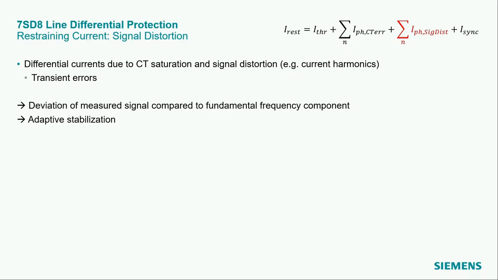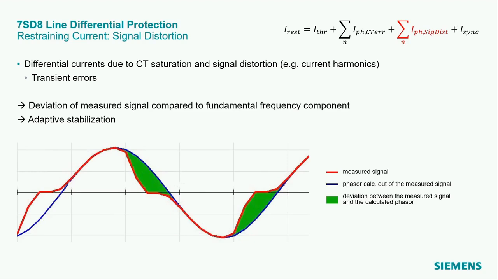The second restraining current component is for signal distortions. Signal distortions could occur due to CT saturation, but also for higher current harmonics, for example, for inrush currents. The below figure shows the measured secondary current signal with a significant CT saturation. And due to the saturation, the fundamental current component will be smaller and the differential current will be present. This needs to be stabilized.